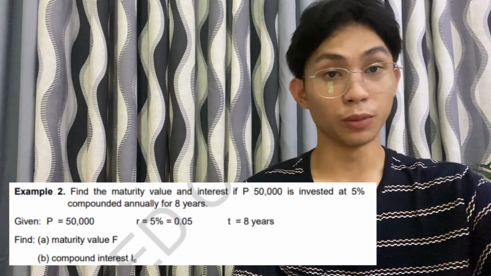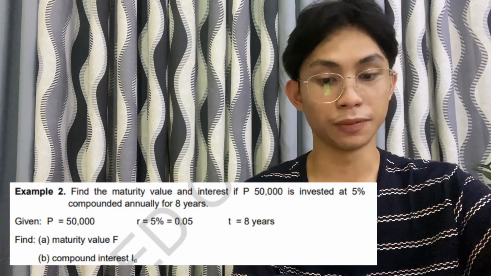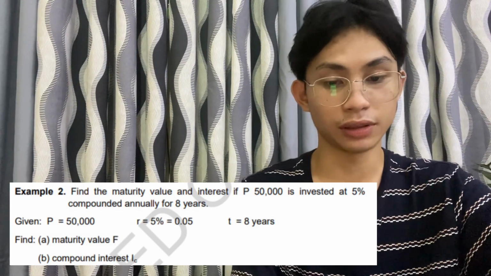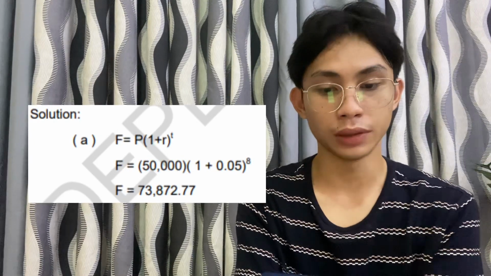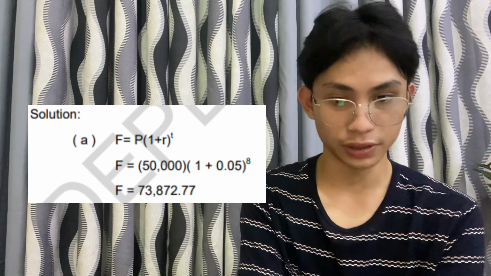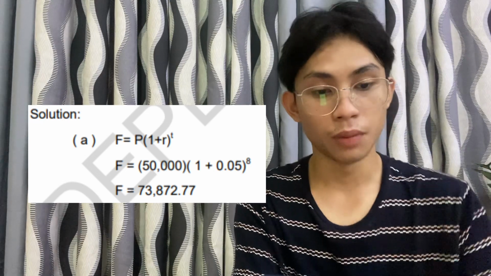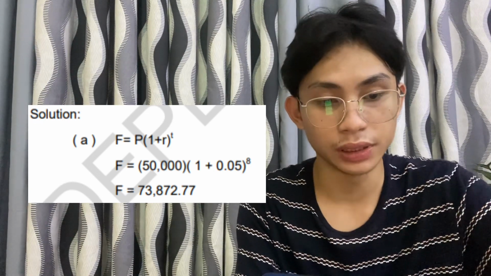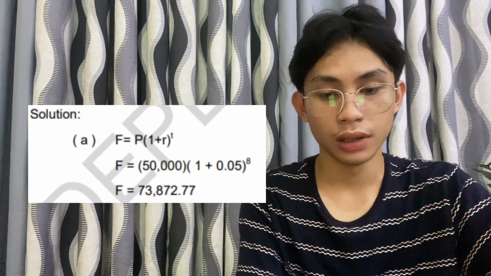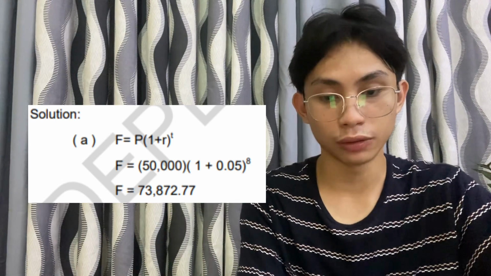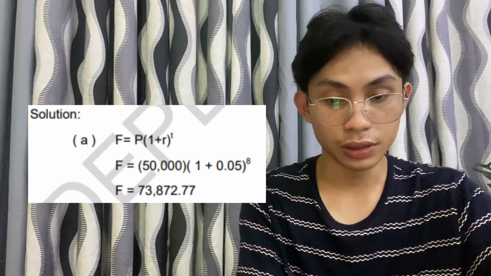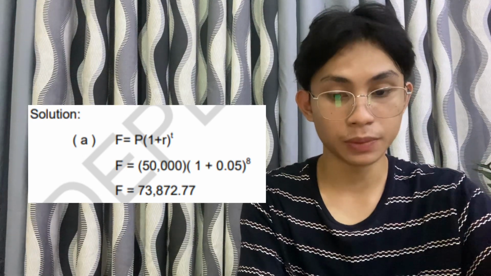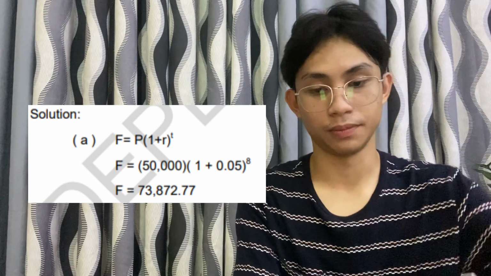Example 2. Find the maturity value and interest if P, present value, 50,000 is invested at 5% compounded annually for 8 years. Solution. F, or future value, is equal to P, or present value, times the quantity of 1 plus R raised to the power of T. So F is equal to 50,000, our present value, times the quantity of 1 plus 0.05 raised to the power of 8.